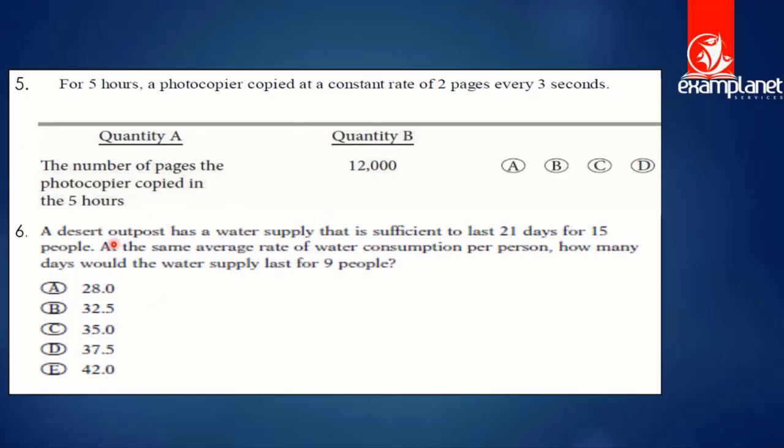Alright, so now the last question here says a desert outpost has a water supply that is sufficient to last 21 days for 15 people. At the same average rate of water consumption per person, how many days would the water supply last for 9 people? Okay, so a desert outpost has a water supply that is sufficient to last 21 days for 15 people. So at the same average rate of water consumption per person, how many days will the water supply last for 9 people? So we have to look at this.